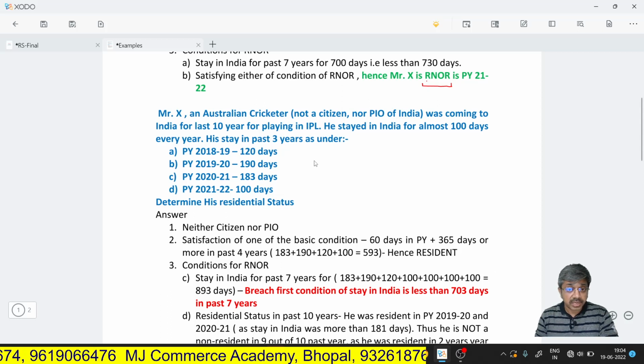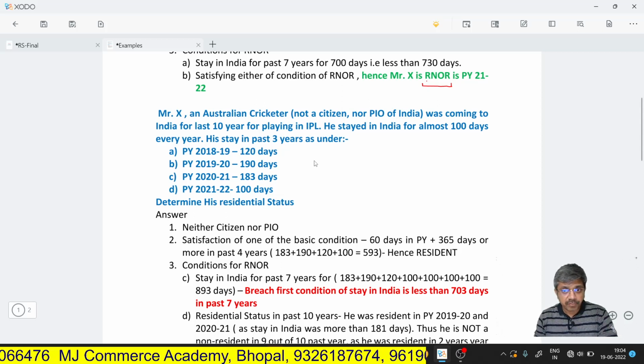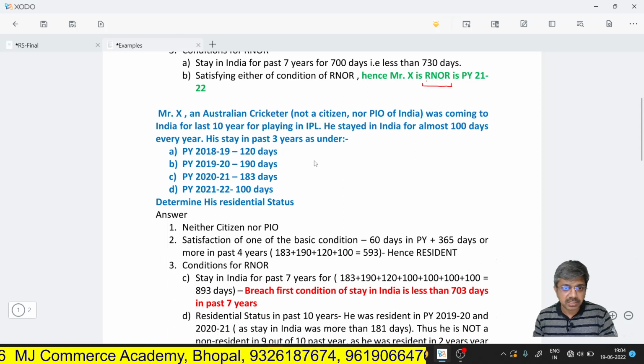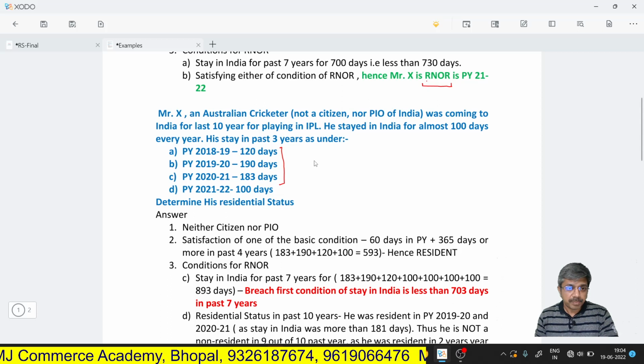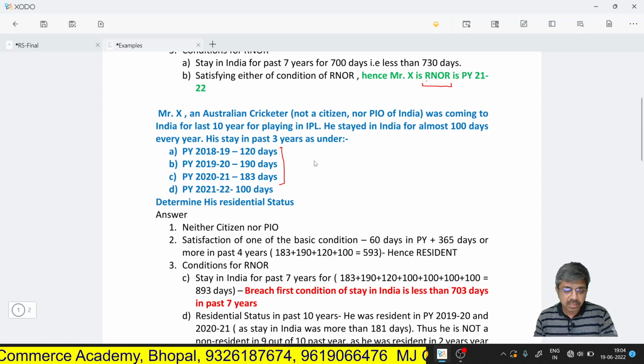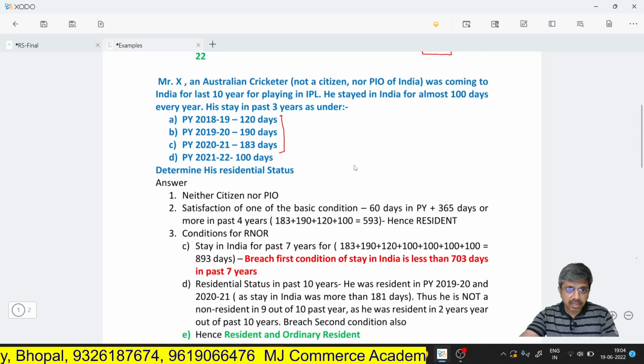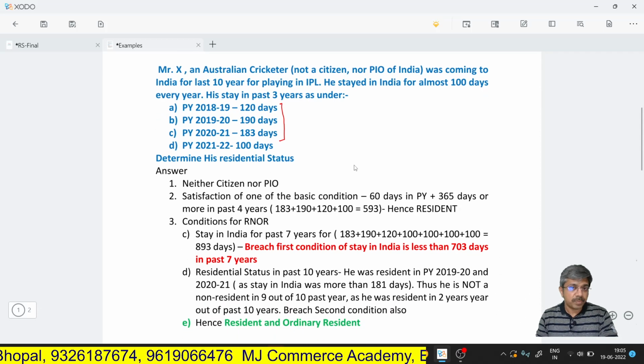Mr. X, an Australian cricketer, same example, not a citizen nor PIO, coming to India for the last 10 years for playing IPL. He stays in India for almost 100 days every year. His precise stay in India for the past 3 years is as under. Previous year 18-19, 120 days. Previous year 19-20, 190 days. Previous year 20-21, 183 days. And in previous year 21-22, for which we need to determine the residential status, he stayed in India for 100 days. Again, he is neither a citizen nor PIO of India.